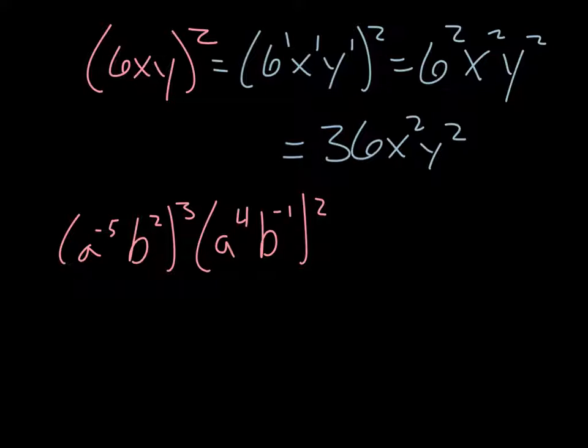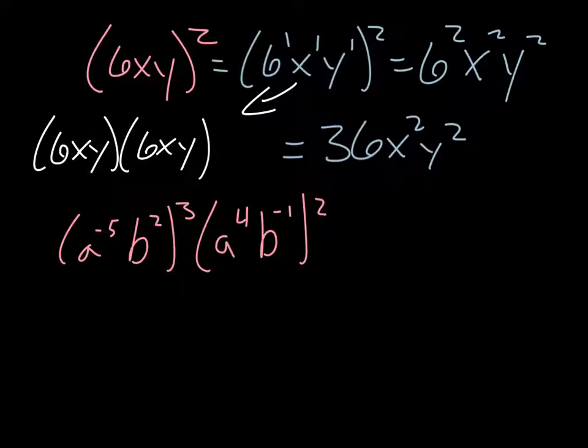A further explanation of that is, what does an exponent do? It multiplies the base by itself that many times. So really this is 6xy times 6xy. And so then it'd be 6 times 6, which is 36, x times x. Multiplying like bases, add the exponents. So that's why it goes like this, but it's just a little quicker. Is that okay?